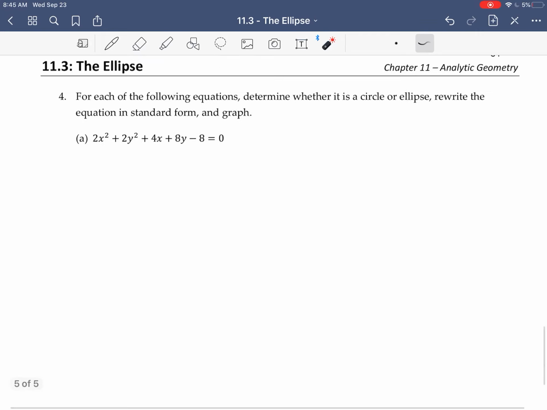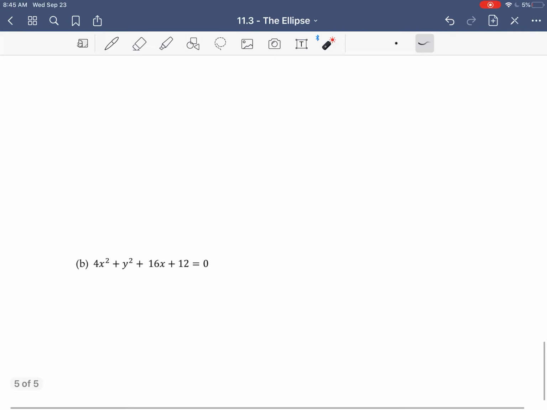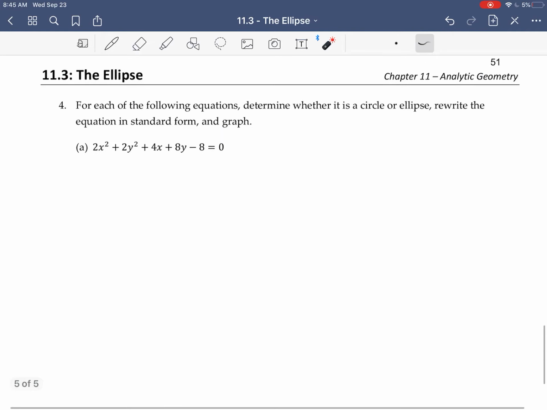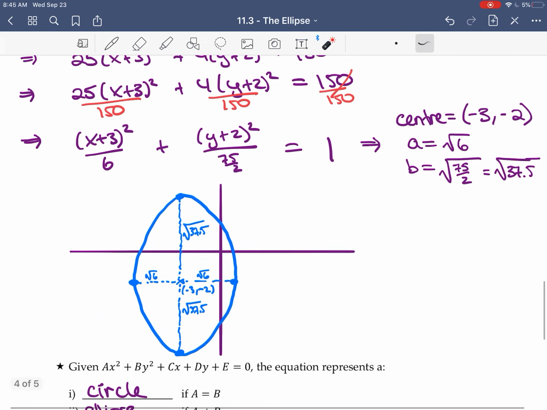Now I'm going to leave these last two for you to do, to make sure you understand when you get a circle, when you get an ellipse, and how you get them into the standard forms, and the graphs. But you should have enough information now to be able to do those.